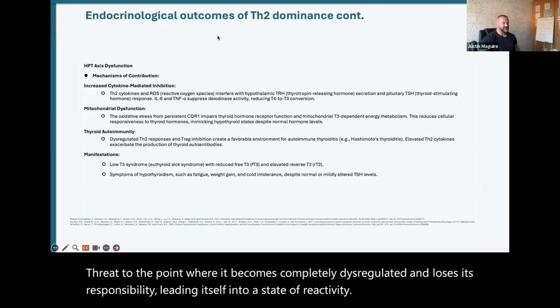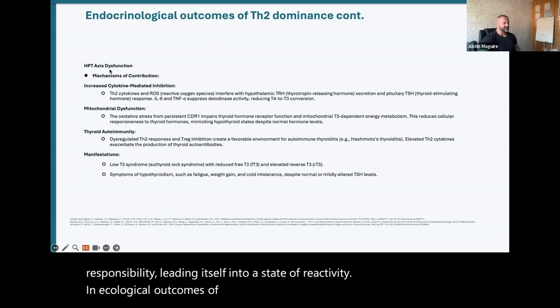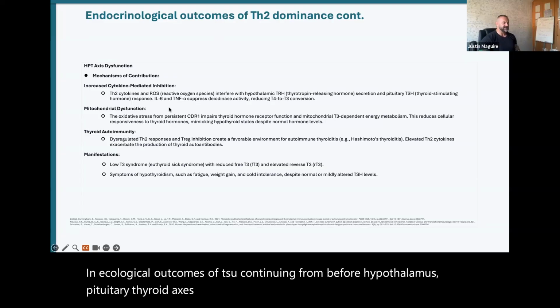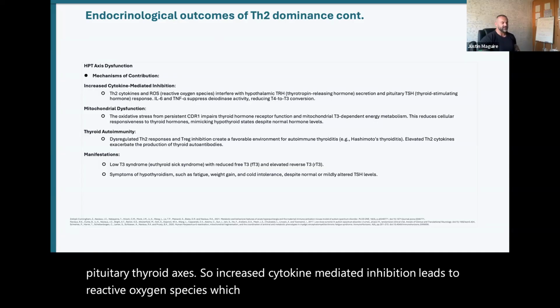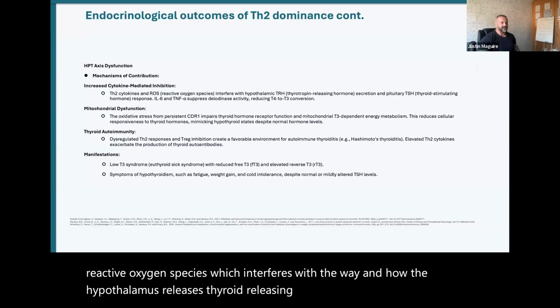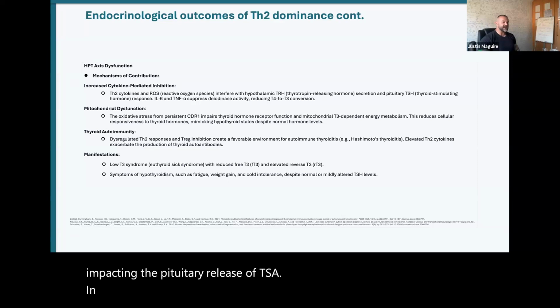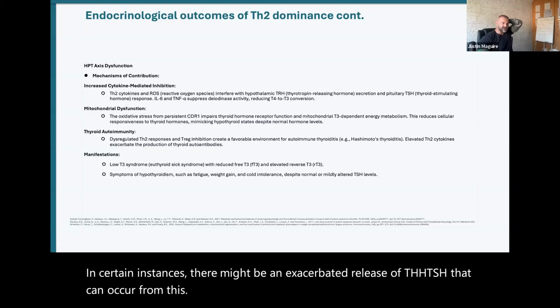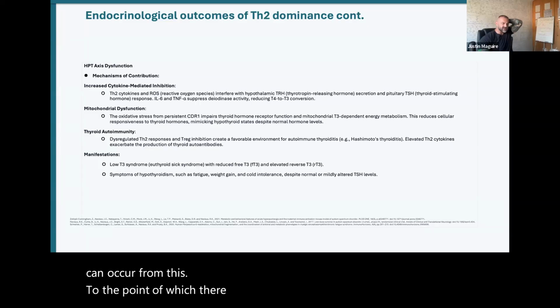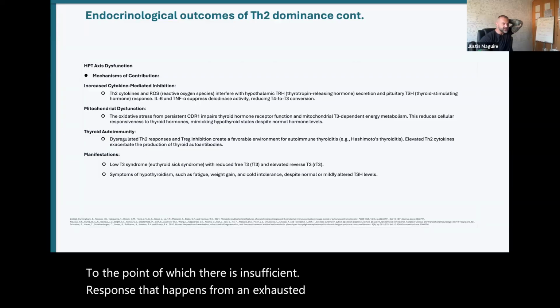Endocrinological outcomes of Th2, continuing from before: the hypothalamus-pituitary-thyroid axis. So increased cytokine-mediated inhibition leads to reactive oxygen species, which interferes with the way in which the hypothalamus releases thyroid-releasing hormone, and as such impacts the pituitary's release of TSH. In certain instances, there might be an exacerbated release of TSH that can occur from this, to the point of which there is insufficient response that happens from an exhausted pituitary-thyroid connection.